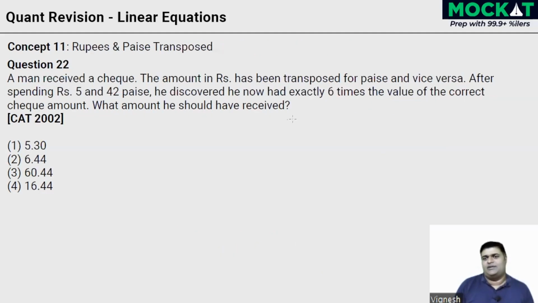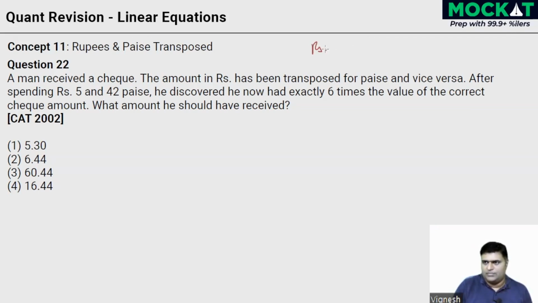The next concept over here is rupee and paise transposed, right? So I have two questions over here. Both of those we'll see as to how to solve, all right? Question 22 first, right? So these type of questions where a man receives a check, the amount of rupees has been transposed for paise and vice versa, right? So after spending 5 rupees and 42 paise, he discovered he now had exactly 6 times the value of the correct check amount, right? So what is this question about, right? How does that work over here?